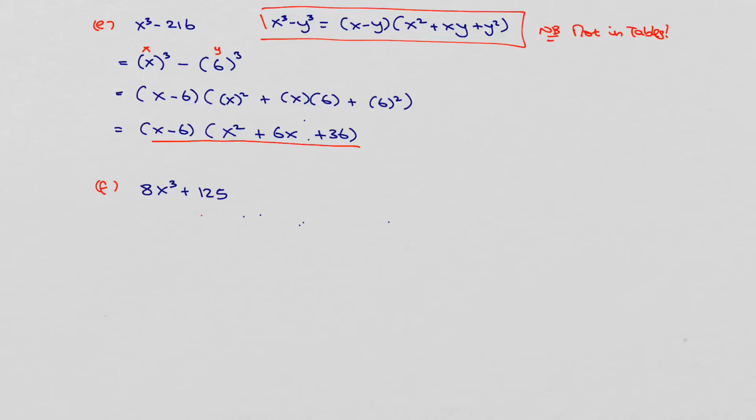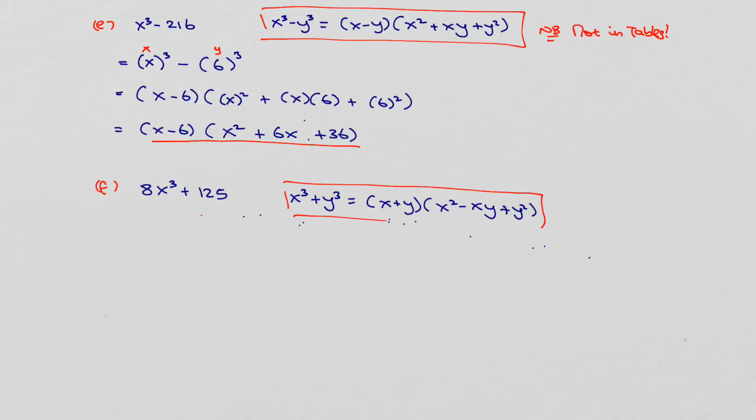And again, looks like the difference of two cubes, but of course is the sum of two cubes. So we have x cubed plus y cubed is equal to x plus y times x squared minus xy plus y squared. And again, sum of two cubes, same as difference of two cubes and difference of two squares, is not in our tables, so it needs to be learnt off by heart. Very few formulas that are not in our tables, but these three are not. So you do have to know them off by heart.